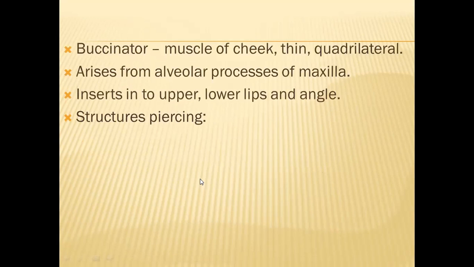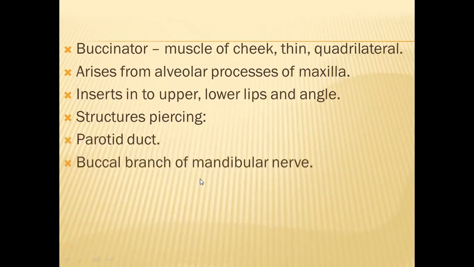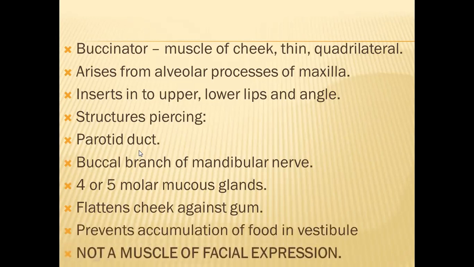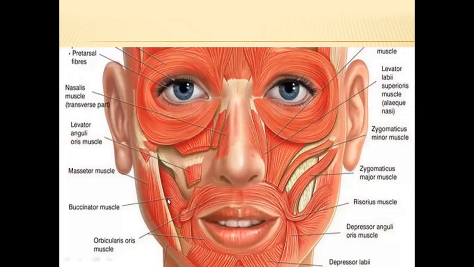And the buccinator muscle, the muscle of the cheek, thin and quadrilateral, arises from the alveolar process of the maxilla and inserts into the upper and lower lips and angle. Structures piercing the buccinator are important: the parotid duct, the buccal branch of the mandibular nerve, and the 4 to 5 molar mucous glands. It flattens the cheek against the gum. So these are the structures piercing the buccinator muscle. One is the parotid duct, which drains the parotid gland, and the buccal branch of the mandibular nerve and the mucous glands as well. It prevents the accumulation of food in the vestibule, and it's not a muscle of facial expression. Here you can locate the buccinator muscle, quadrangular in nature.